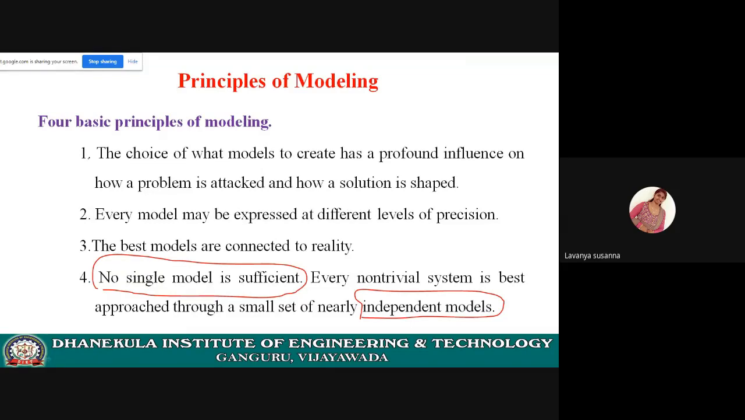Once again, the first principle is you need to choose only the best models. The second principle is every model will be expressed at different levels. No single model, there will be different models. Third, best models will always connect to the problem, to the reality. It will depict the complete complex software you are developing. The next principle is no single model is sufficient. Here independent models are used. If you combine all these independent models, it will represent the whole complex system. These are the principles of modeling.